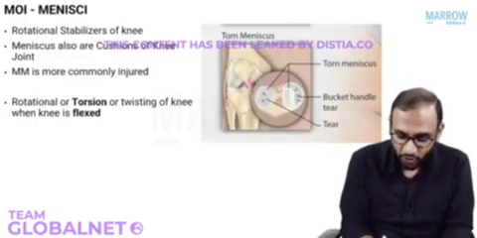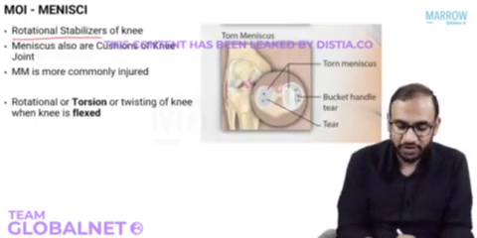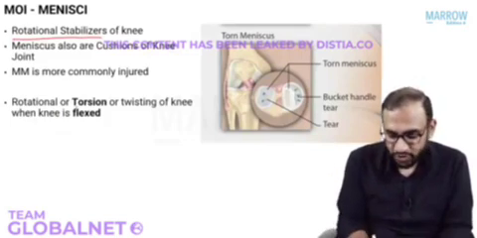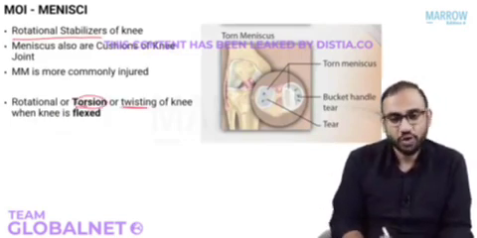For menisci, what do you need? I told you, you need rotational. They are rotational stabilizers of the knee. How do they get injured? To torsion, twisting force. Torsion or twisting force.